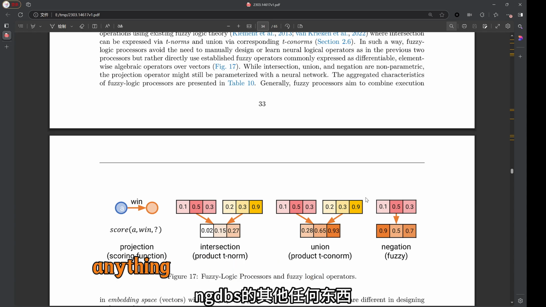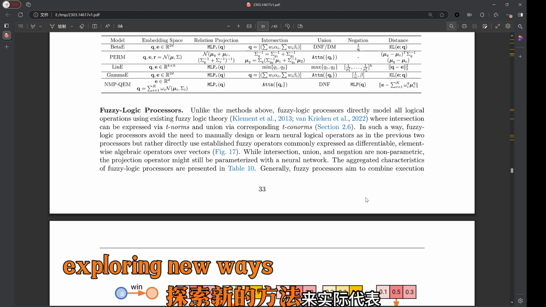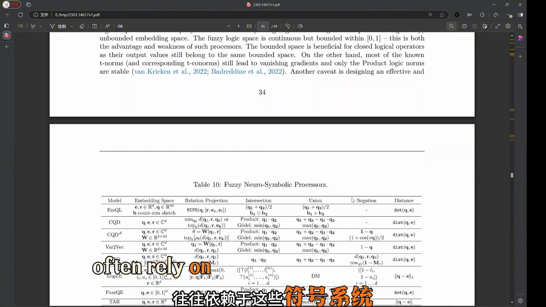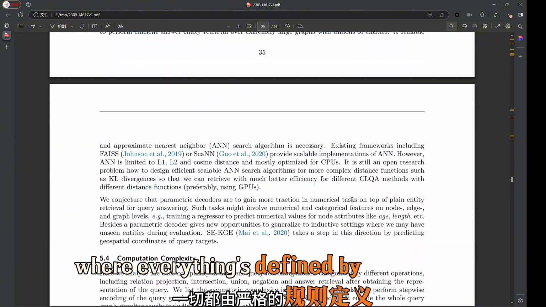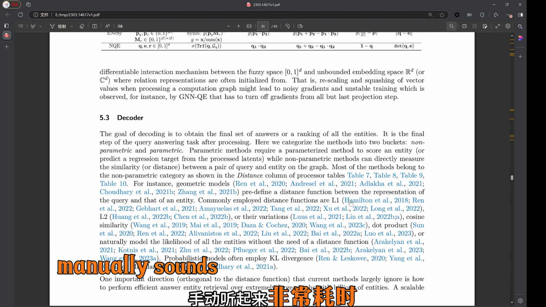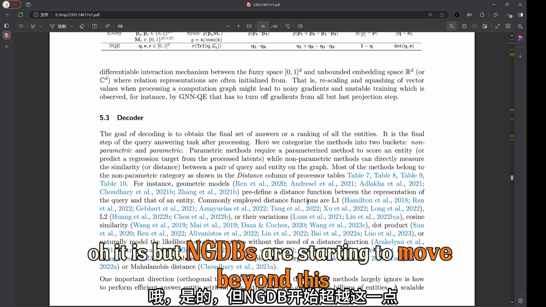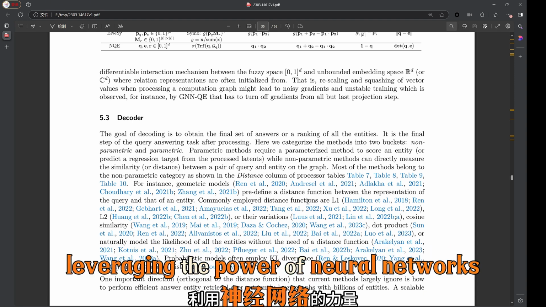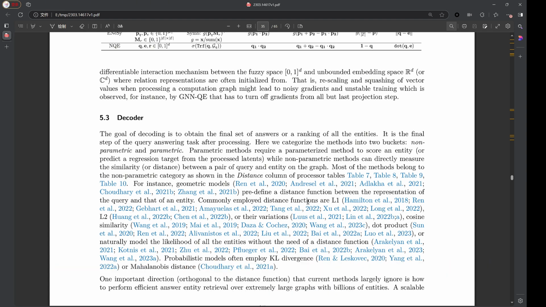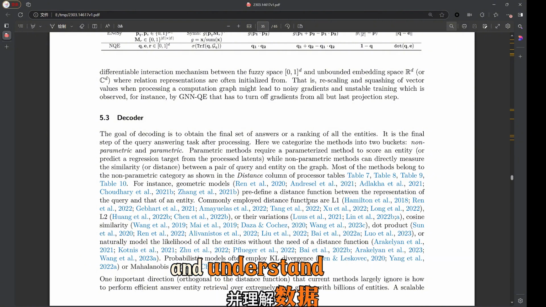Important job. Anything else on the horizon for NGDBs? Well, one really interesting area of research is exploring new ways to actually represent and query knowledge. Traditional approaches often rely on these symbolic systems where everything's defined by rigid rules. Right, like defining every single connection and relationship manually sounds incredibly time-consuming. Oh, it is. But NGDBs are starting to move beyond this, leveraging the power of neural networks to learn these more flexible and nuanced representations of knowledge. This is opening up a whole new world of possibilities for how we interact with and understand data.